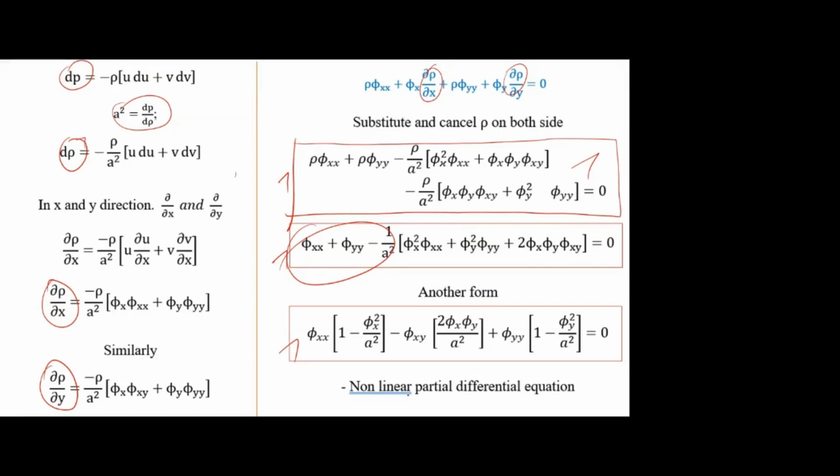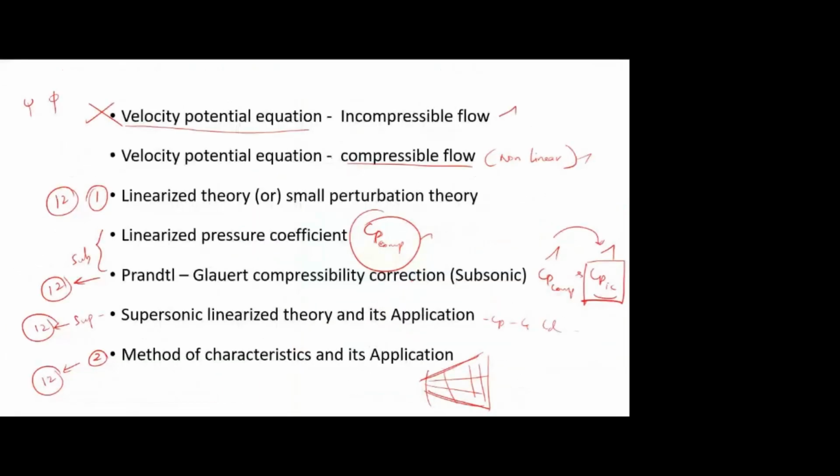So this is the non-linear partial differential equation. Now we are going to convert this into a linear equation by two methods. One is the linearized theory method, another one is the method of characteristics. So first we will see this linearized theory method.